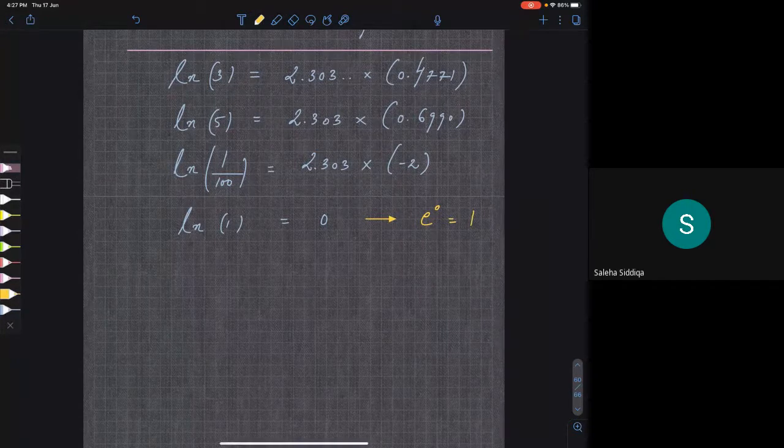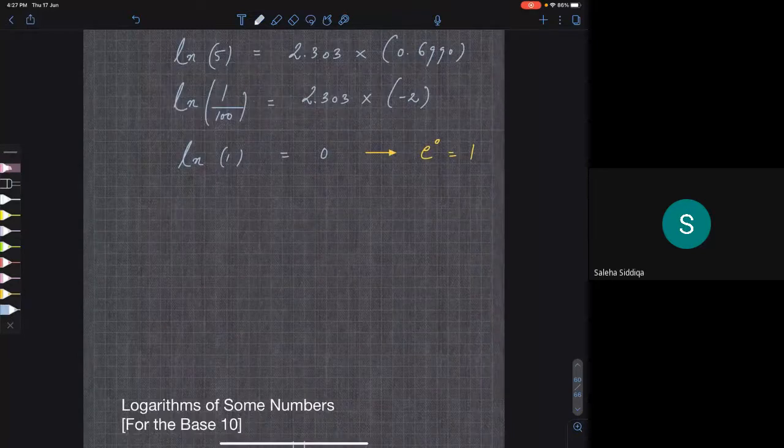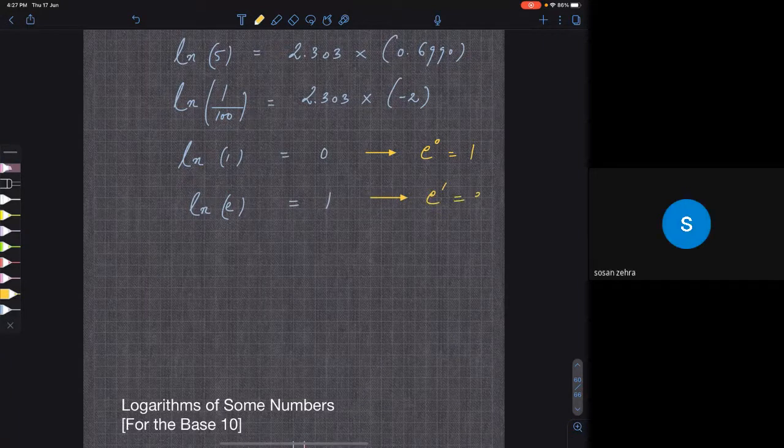Okay. Now tell me, what is natural log of e? 1. Why? Because e power 1 equals e. So these are simple things that you will need to remember.